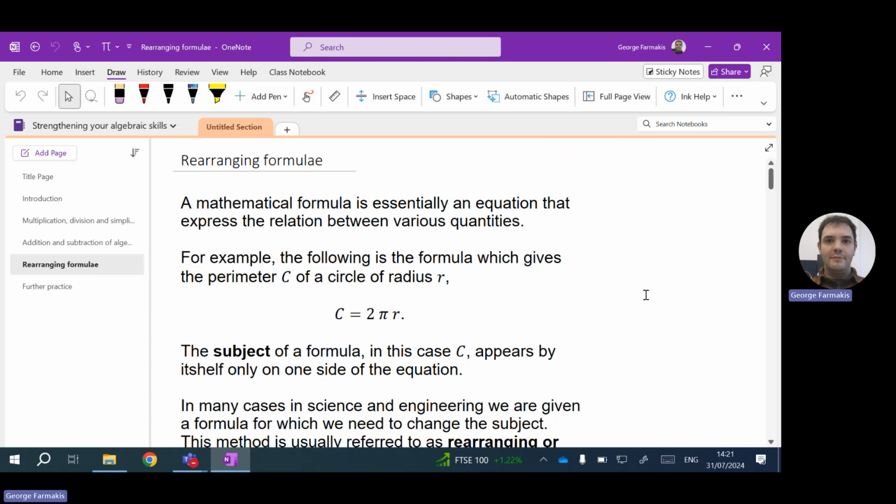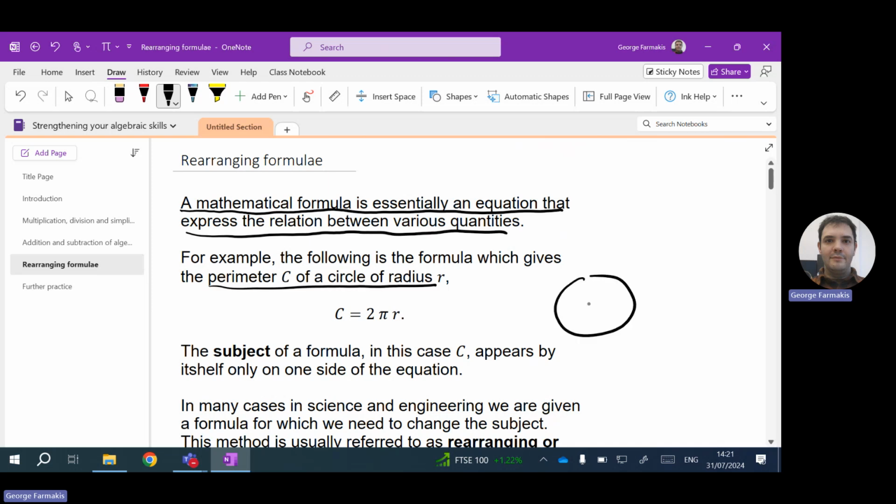So first, a mathematical formula is essentially an equation that expresses the relation between various quantities. For example, if we have a formula for the perimeter of a circle of radius r. So if you want to find the perimeter of a circle, this is a circle, this is the radius, here is the perimeter. So the perimeter C is given as 2 pi times r. Okay, so this is a formula.